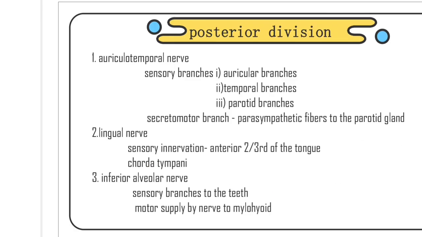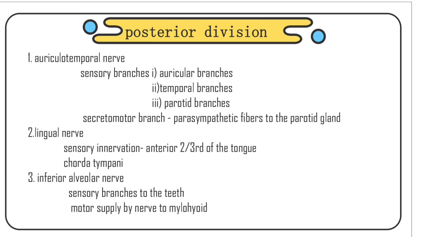Coming to the posterior division, we have mainly 3 branches: the auriculotemporal nerve, lingual nerve and inferior alveolar nerve. The auriculotemporal nerve has a sensory function. It gives sensation to the auricular region, the ear region, and the temporal region.